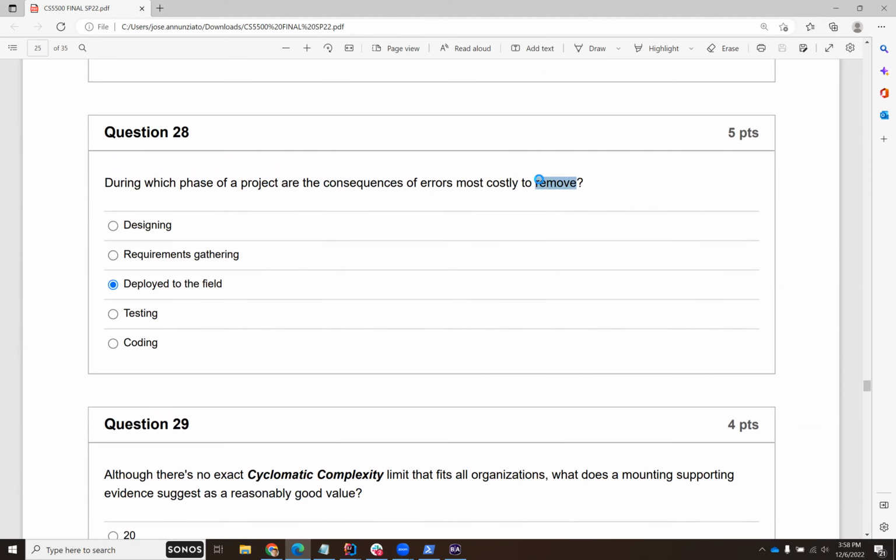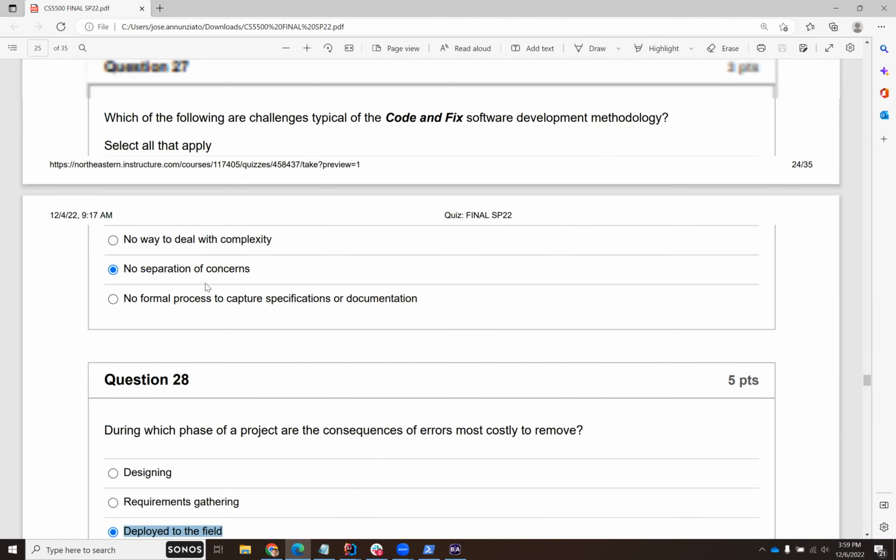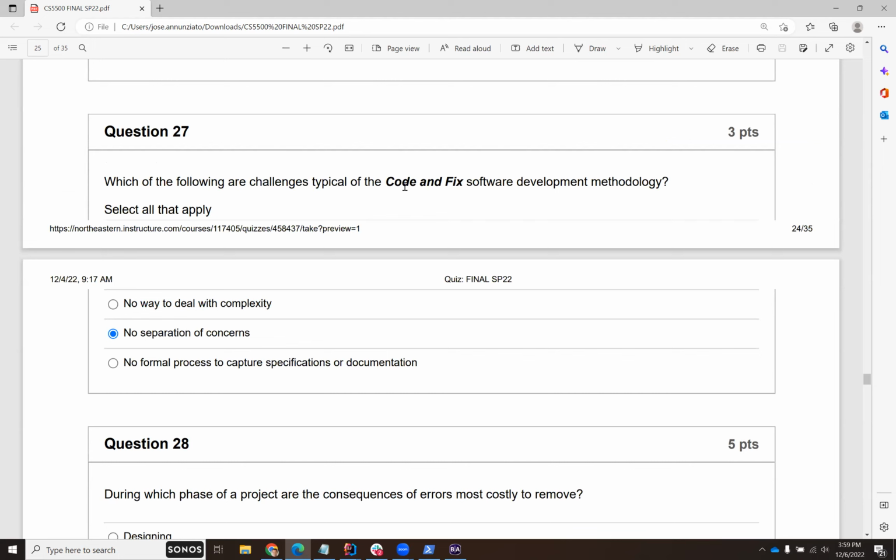Right. So this goes back to the shift left terminology earlier about the cost incrementing over time. So what is more costly: fixing the problem during the design phase, with the requirements gathering, or when it's deployed already to the field? Well, like testing, obviously it's more costly when it's already deployed to the field.